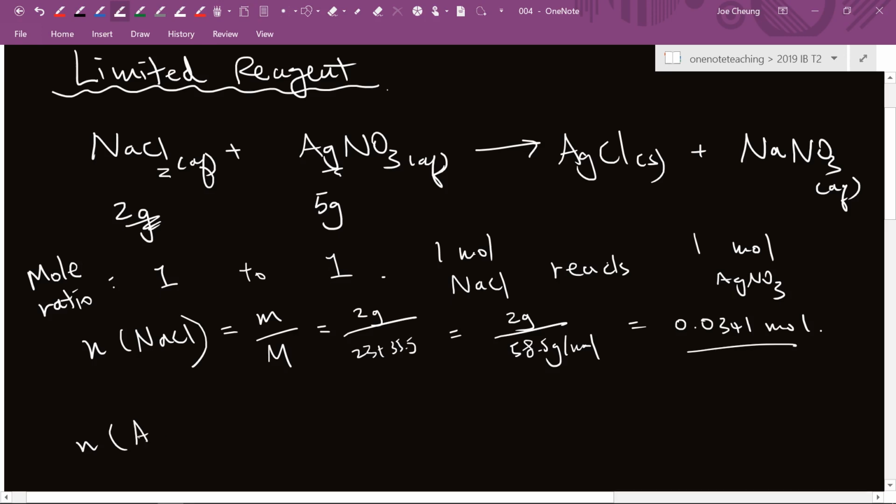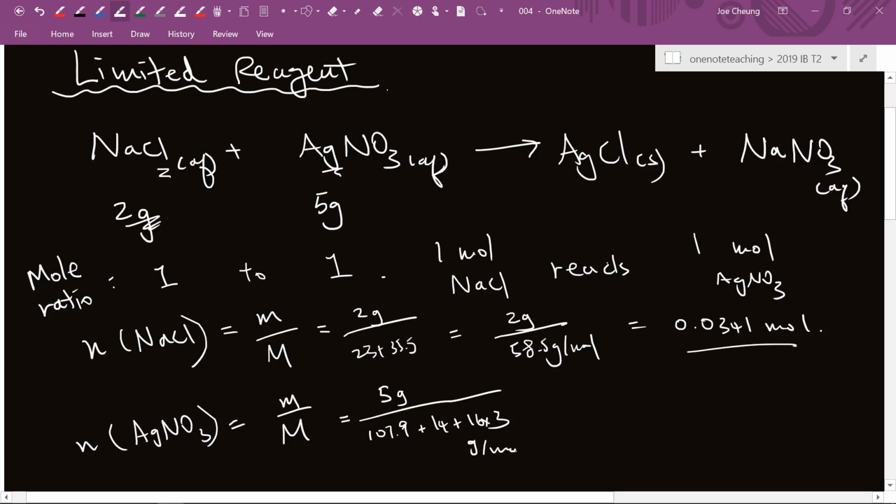Then we need to compare the amount of silver nitrate. Also looking at mass over molar mass, we've got 5 grams this time. Silver nitrate is a pretty big molecule. Silver is 107.9 plus 14 plus 16 times 3, in grams per mole. If we're looking at that, it's 5 over 169.9. Then the answer is 0.0294 mole.